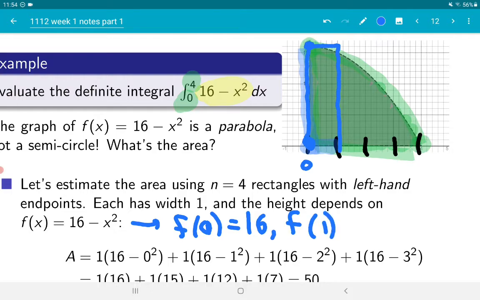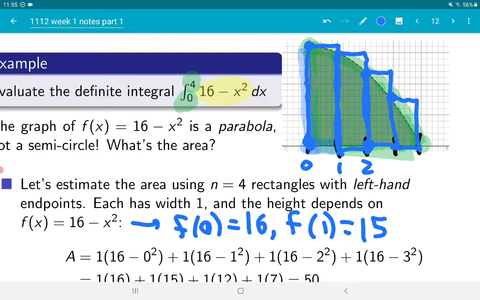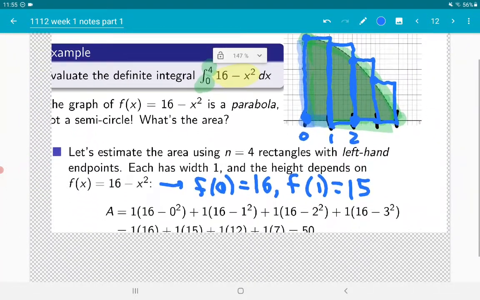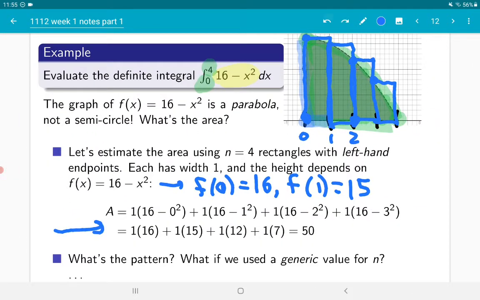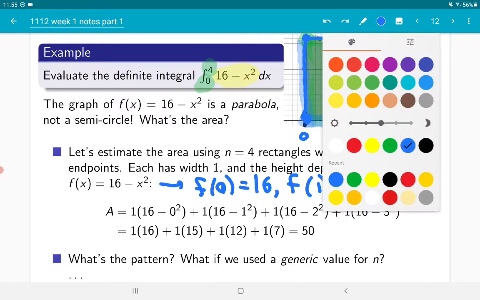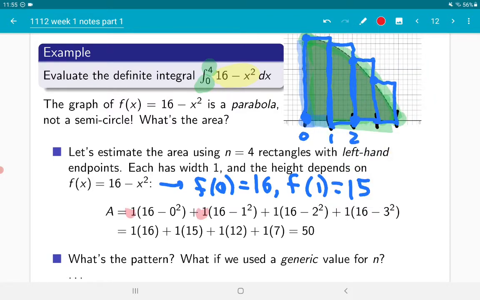And then f of 1 is going to be 16 minus 1 squared, which is 15. And that's going to be the height here of the second rectangle. And then at x equals 2, the height up there is going to tell me how tall the third rectangle is, and so on. And that's what's going on in this expression down here. What are all of those ones? Let me highlight those in red. Those single ones right there, that is the width of each rectangle.